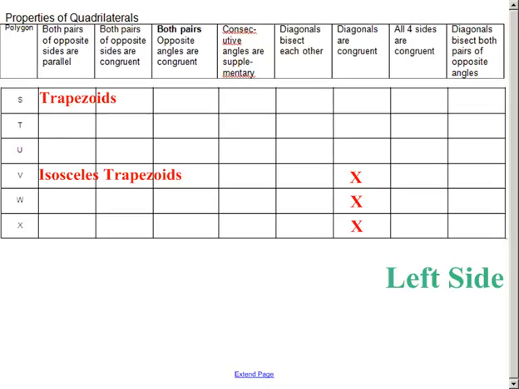Today we'll be looking at the properties of trapezoids as well as isosceles trapezoids. So on your quadrilateral organizer, your checkoff list, we'd like to make sure that we're labeling our shapes trapezoids for S, T, and U, and our isosceles trapezoids for our shapes V, W, and X. On the left side of your organizer, for right now, the trapezoids do not have anything checked off. The isosceles trapezoids, on the other hand, have pairs of diagonals that are congruent, so we want to make sure that our boxes V, W, and X have the diagonals are congruent marked.